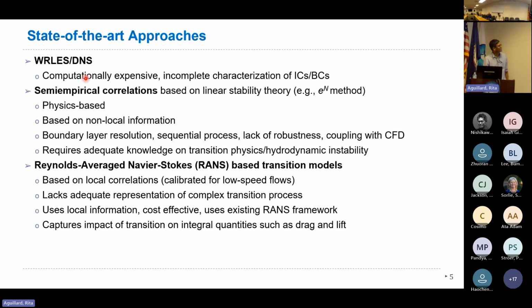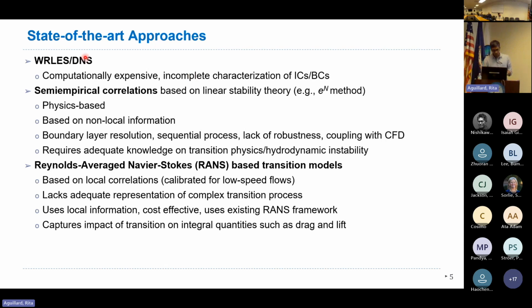As we all know, this is extremely computationally expensive. But what makes it even more difficult for transitional flows is that we should be able to characterize the inflow conditions. So the disturbance environment has to be completely characterized for the system to be able to model and predict that, along with boundary conditions. And a lot of times, the disturbance environment is not completely characterized even in experiments. So there's a huge gap there. Although this is a nice approach to pursue, it's not yet feasible and it's extremely expensive.